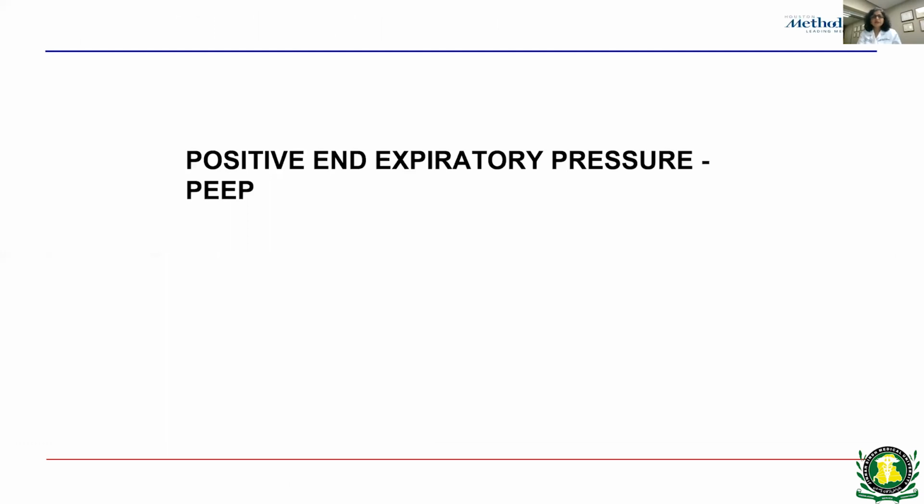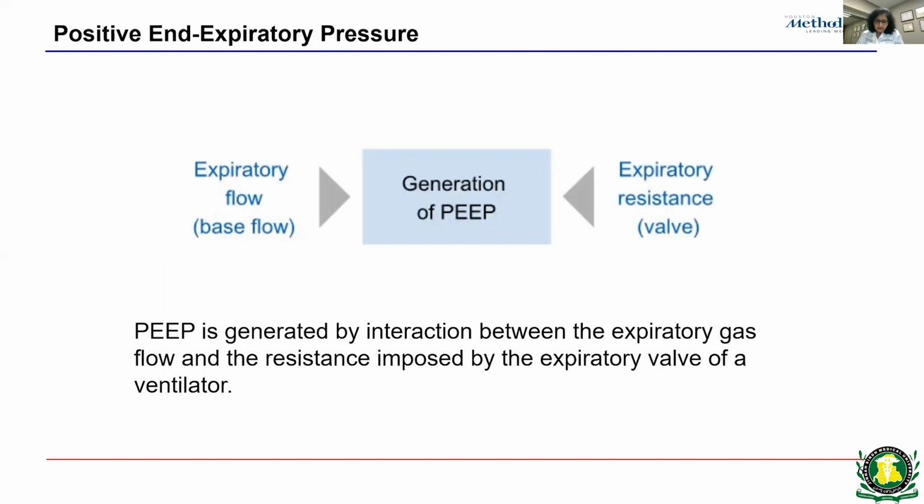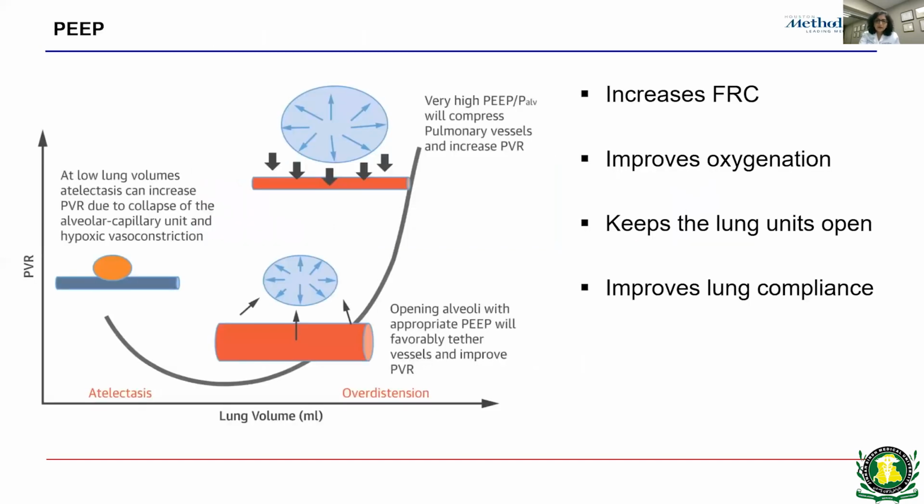Let's now move into what is PEEP. PEEP is positive end-expiratory pressure, and it is the baseline pressure above which inspiratory pressure is applied intermittently. PEEP is adjustable in all ventilators. PEEP is generated by the interaction between the expiratory gas flow and the resistance imposed by the expiratory valve of a ventilator. PEEP alone is therapeutic as it can increase the FRC, improve alveolar gas exchange, keep the lung units open, and even improve the lungs' compliance.